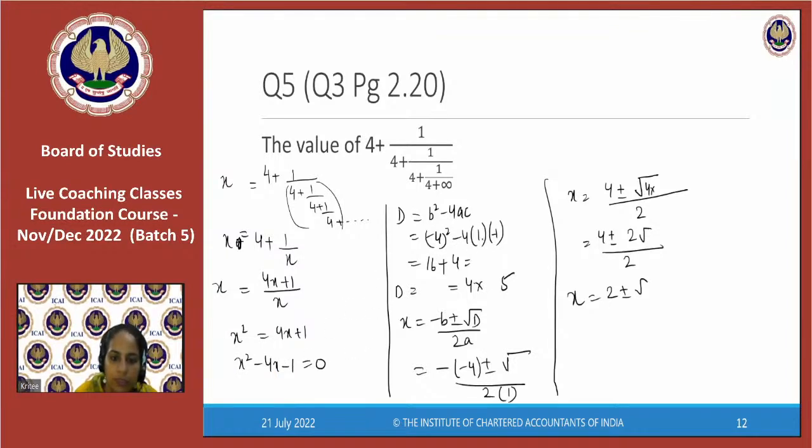-1. This is -1 plus 20. 20 can be written as 4 into 5. That is 2 into root 5. Okay. Thank you for correcting.